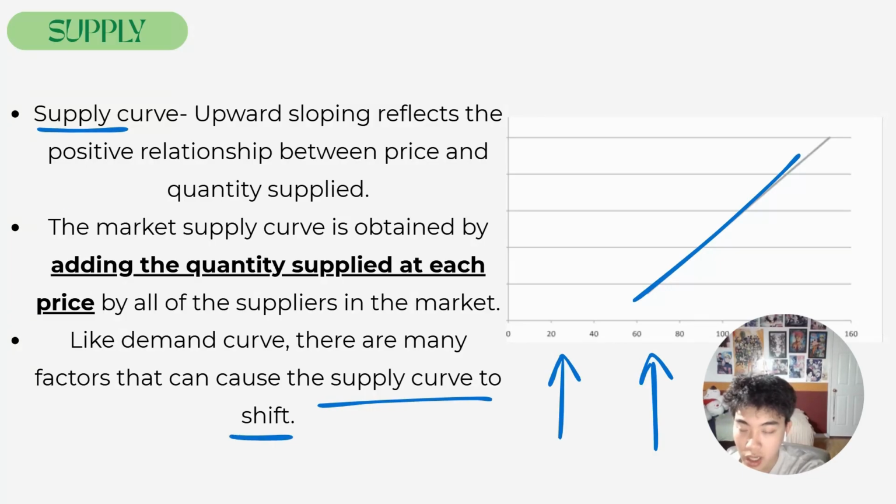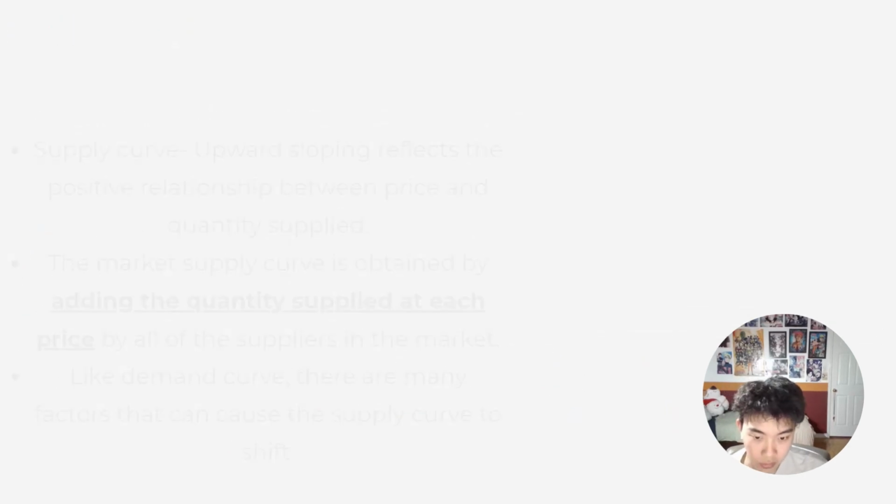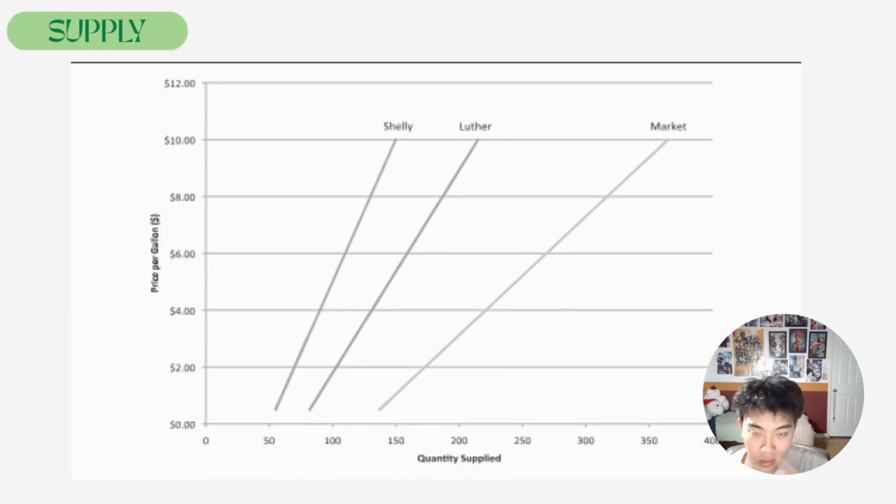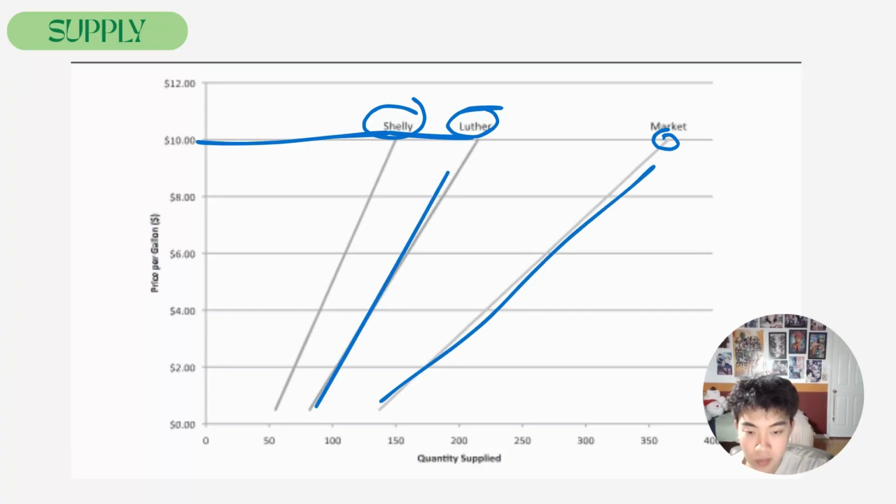First, let's look at the graph of a supply curve. This one is a graph of the supply curve. We have Shelley and Luther right here. To get to the market supply, you would add each of these values horizontally, and we'll end up here. And yeah, supply is positive, so each of these lines is positive.